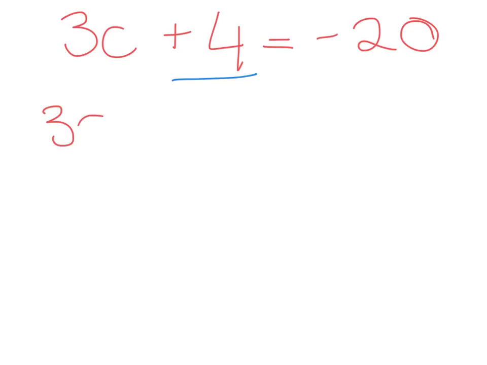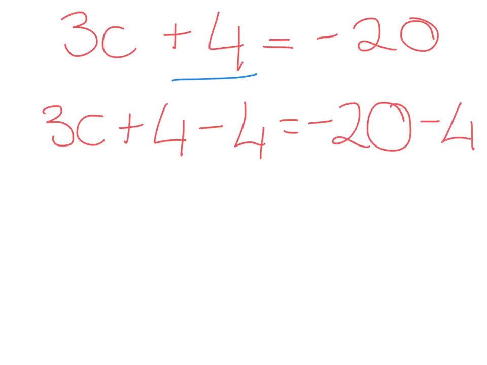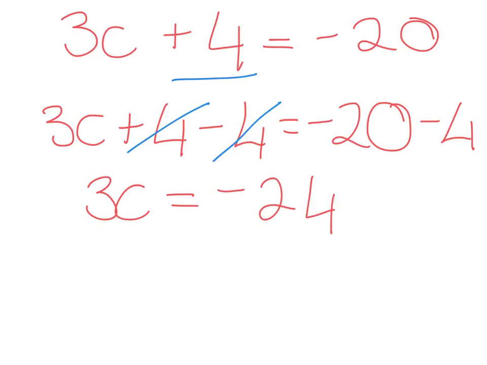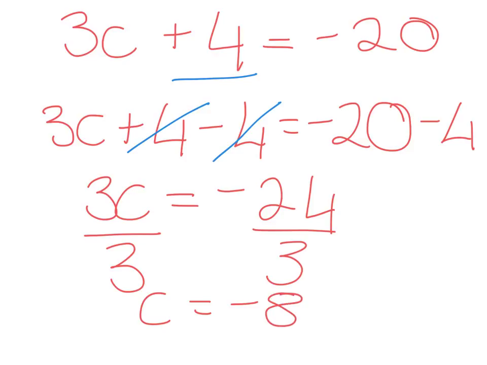So I'm 3c plus 4 minus 4 is equal to minus 20 minus 4, because what I do to one side, I have to do to the other. Minus 4 plus 4 is equal to 0, so I'm left with 3c is equal to minus 20 minus 4. So I'm left with minus 24. Then we're dividing across by 3 to leave me with an answer of c is equal to minus 8. Minus because I'm dividing a minus by a plus.